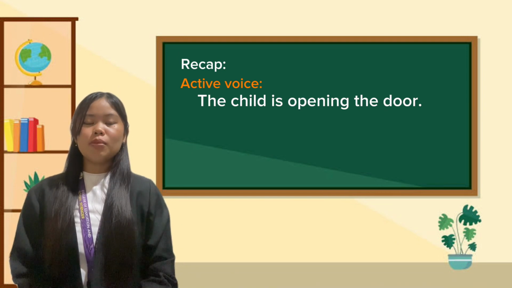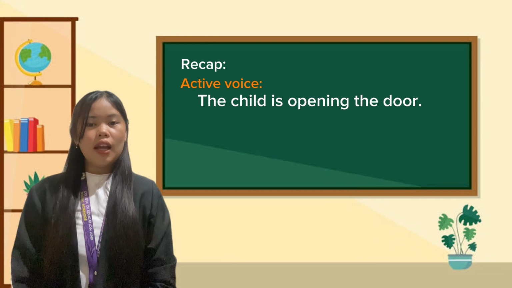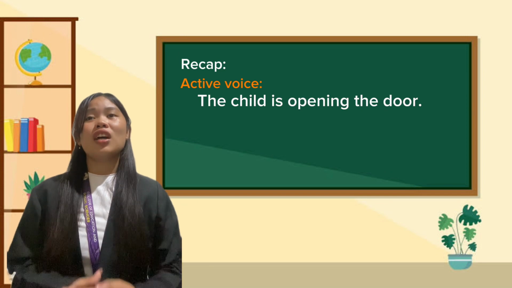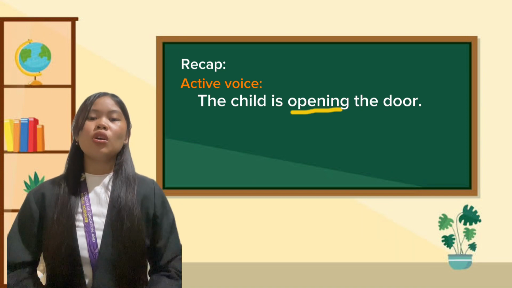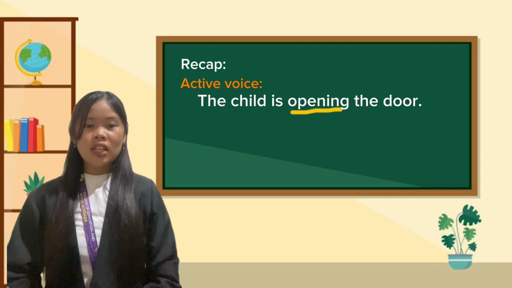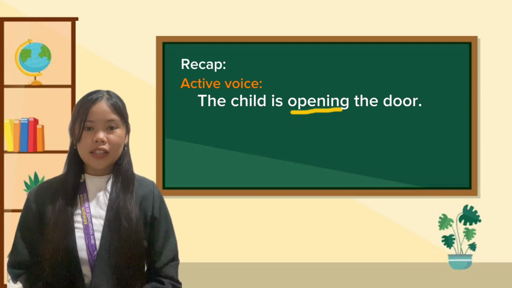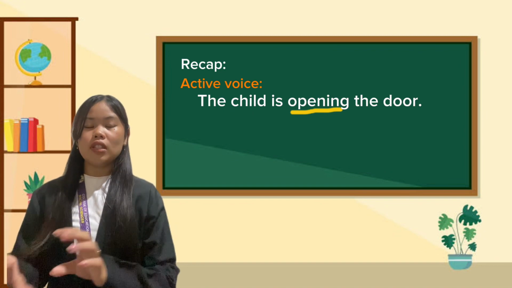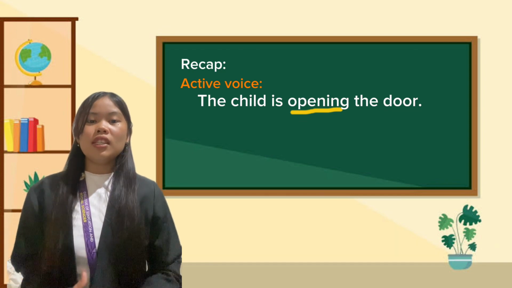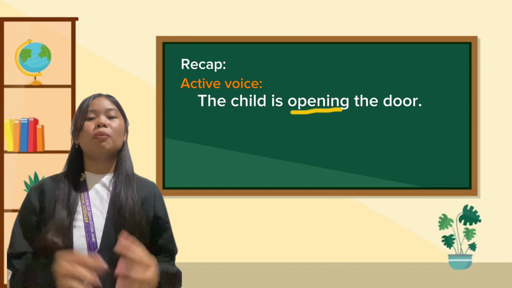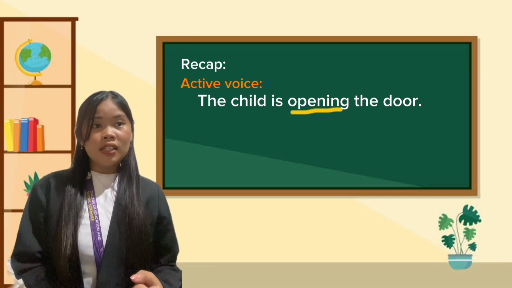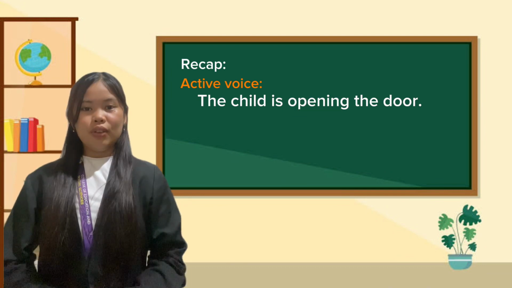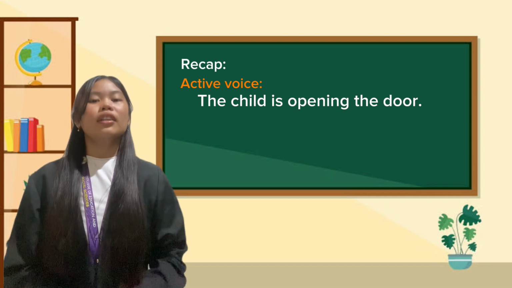So here our subject or the doer is the child. But what is the child doing? Yes? Correct. The child is opening. So here we have ing attached to our verb open, which makes opening. So open to opening because we attach the ing. So this is an example of present continuous, which means that the child is opening the door right now. And of course, the receiver is the door.